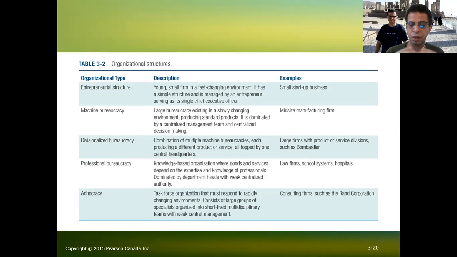And then you have adhocracy, which is a task force, established like a consulting firm. They get established for a certain task, and when that task is done, they move to another task with a different group within the organization. It is a task force organization that must respond to a rapidly changing environment, consisting of a large group of specialists organized into a short-lived multidisciplinary team with a weak central management, especially probably the special forces in the military. They are that type also.